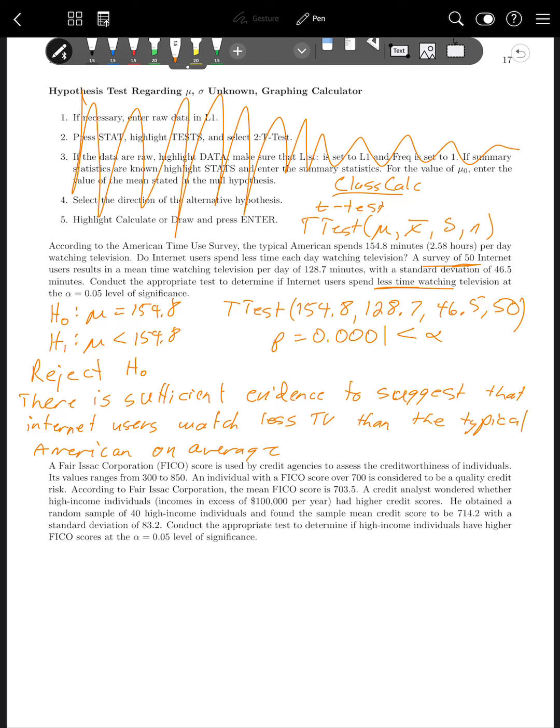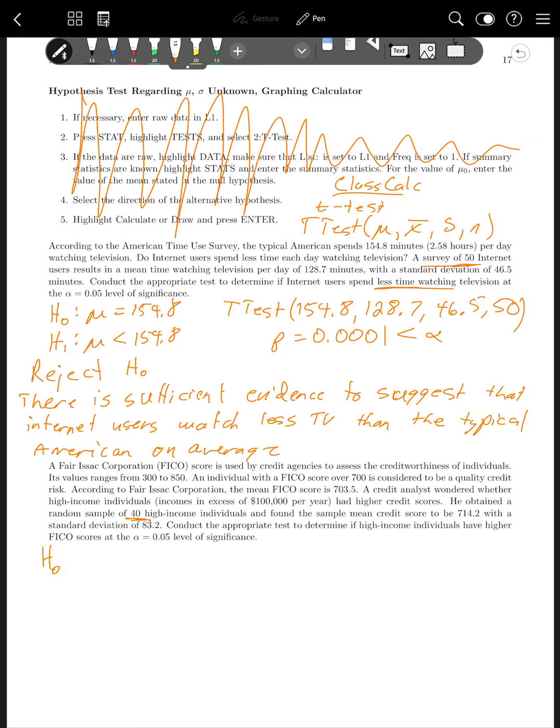A credit analyst wondered whether high-income individuals, with incomes in excess of $100,000 per year, had higher credit scores. He obtained a random sample of 40 high-income individuals and found the sample mean credit score to be 714.2 with a standard deviation of 83.2. Conduct the appropriate test to determine if high-income individuals have higher FICO scores at the alpha equals 0.05 level of significance. So, what we can tell from this is we can once again do a t-test because our sample size is greater than or equal to 40.